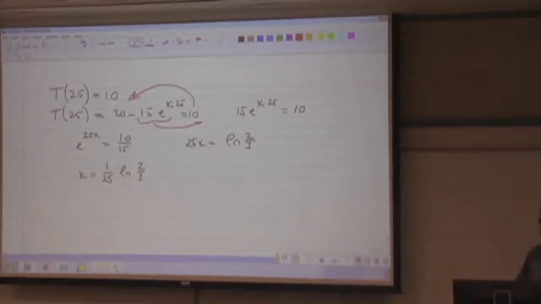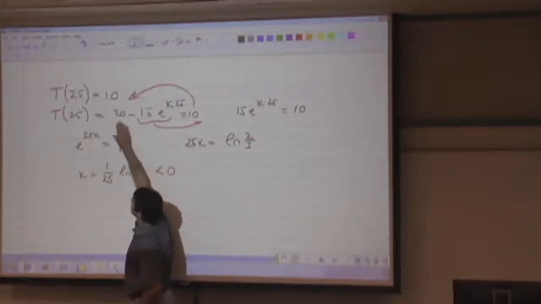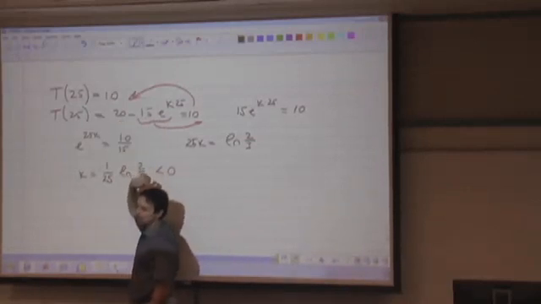20 degrees, the temperature of the room, right? By the way, notice that k is less than 0. Do you see that? ln of 1 is 0. 2/3 is less than 1, which means ln of 2/3 is actually less than 0. Which makes sense because you want this to get smaller so that the temperature actually gets bigger, right?